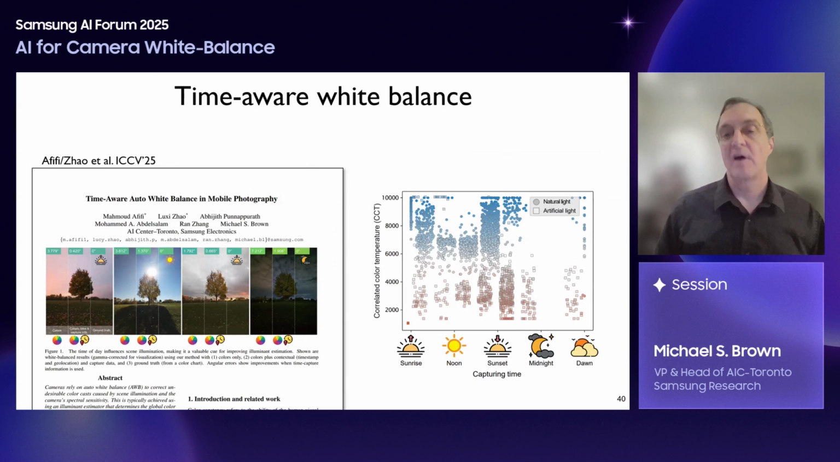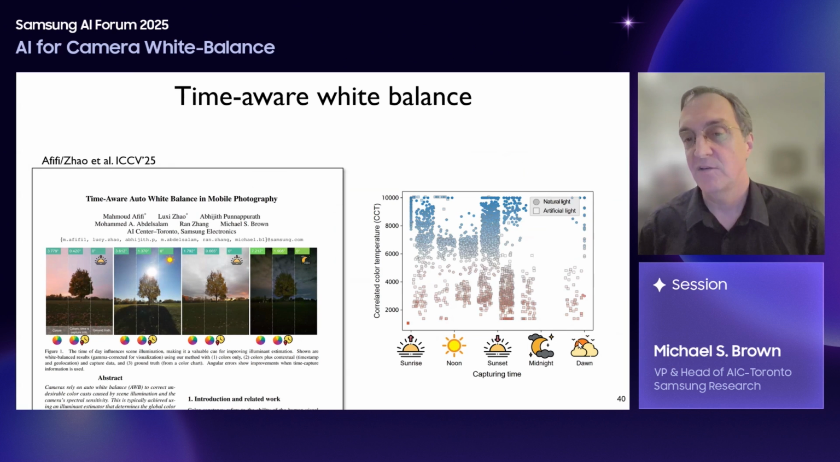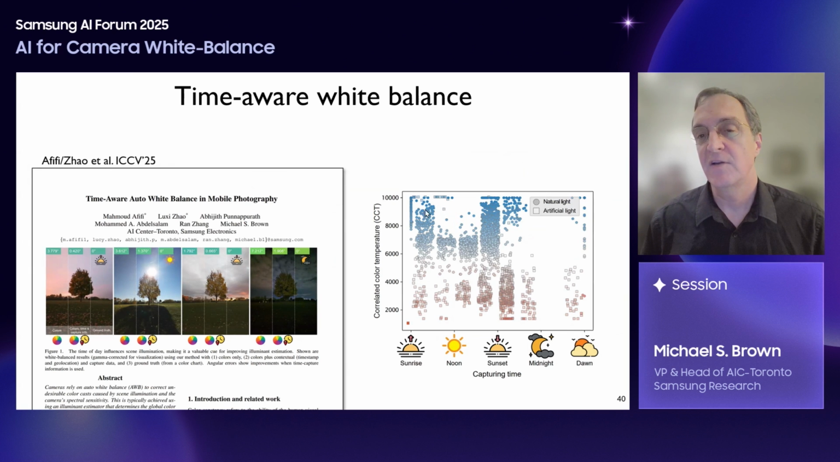Let me show you one other example, or another work that we did in our lab, and this is known as time-aware white balance. Now, the observation here is that at different times of the day, you're more likely to see different types of illuminations. And so what you're seeing here is the illuminants up here in these little circles. These are outdoor illuminations like sunlight, shadows, and these are indoor illuminations.